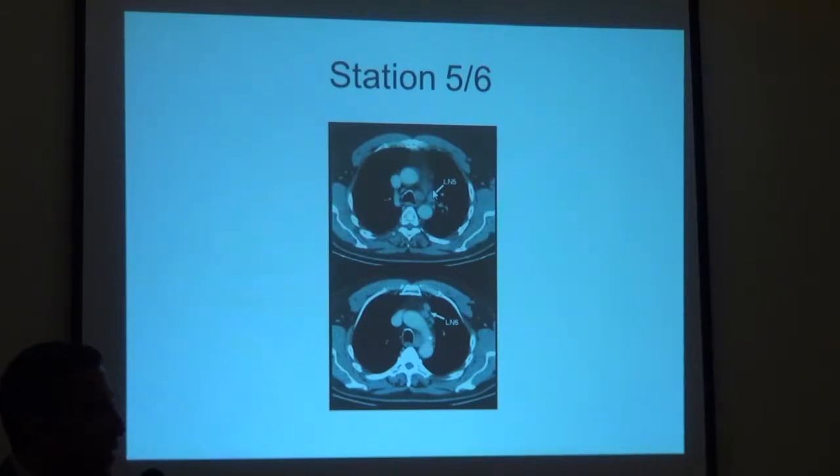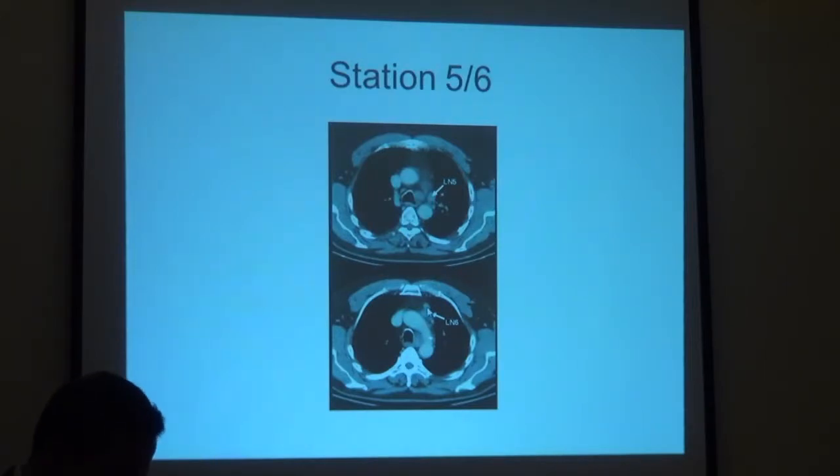The scope doesn't bend enough to get to them from the main bronchus, but from the trachea, this is how you see them. Most of the time, the aortopulmonary ligament is actually here, but you don't see it with ultrasound, to separate 4L from 5, and this is actually 6. Yeah, it is 6. They call it 6. And you have to go through the aorta, which I don't like to do.